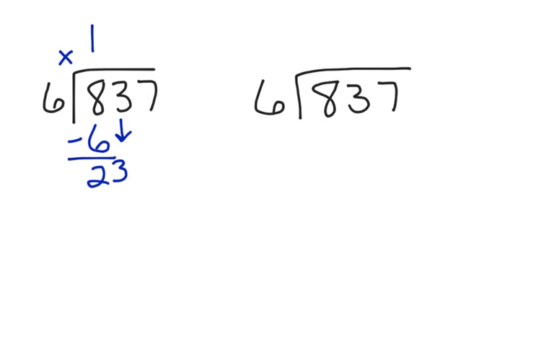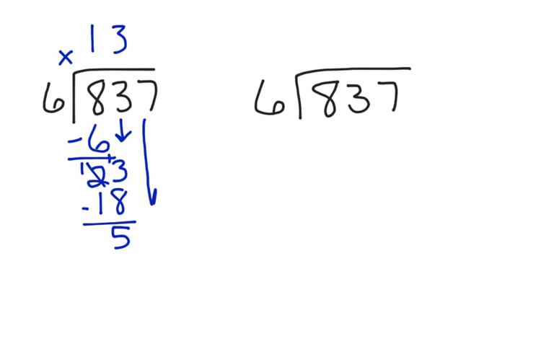6 times what number gets me close to 23 without going over? 3. 6 times 3 is 18. That gets us as close as we can. 6 times 4 is 24, and that's just 1 too much. So I do my subtraction, and I end up with 5.